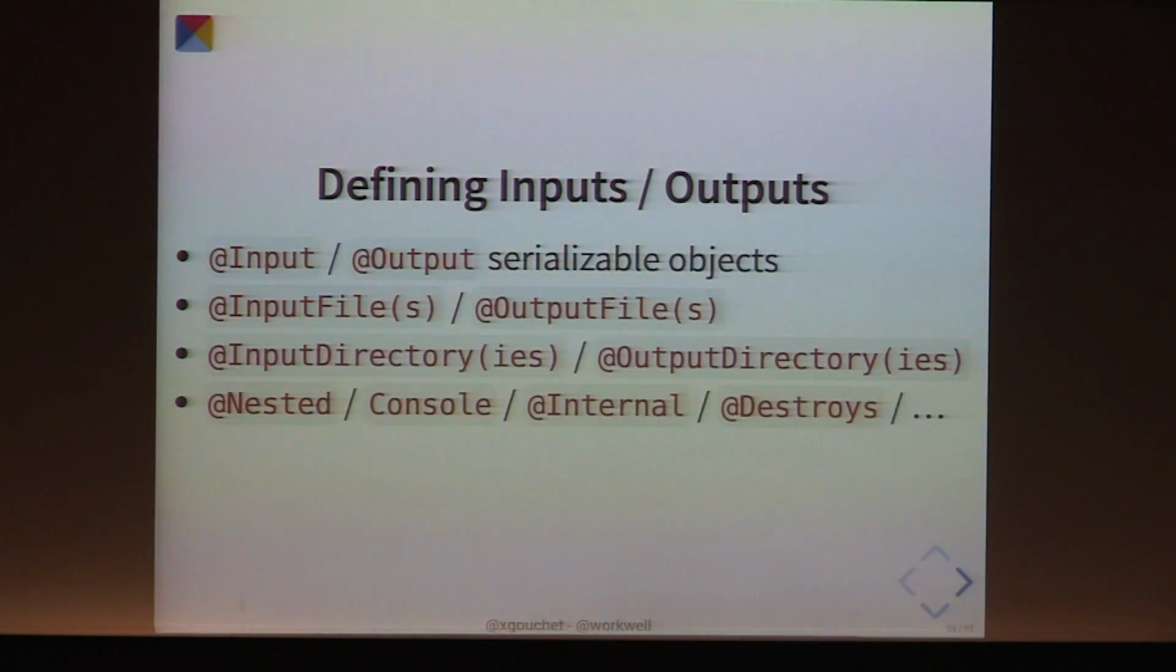Internal basically says, okay, it's a property that's not used inside my task. Destroys says, okay, this is going to destroy this file or this directory. And nested lets you say, okay, my object is not serializable, but some field inside of it is serializable. You can also skip some inputs, skip the task when the input is empty, or make some inputs optional.